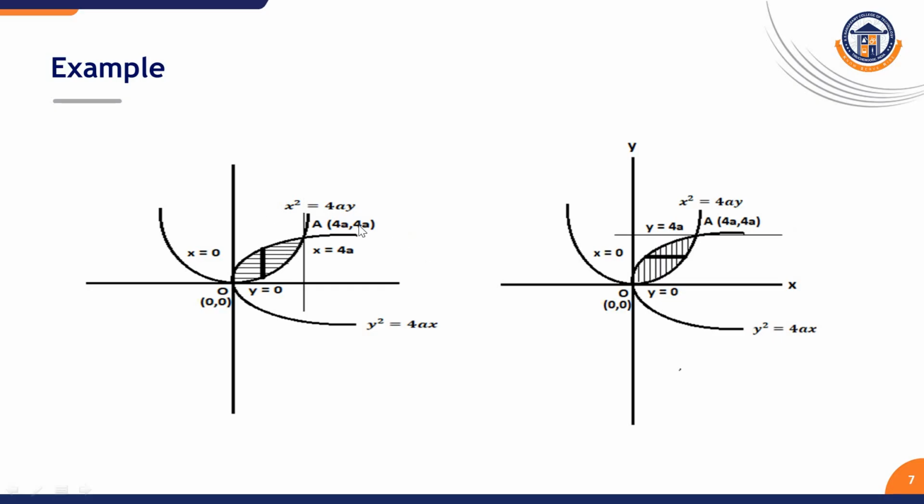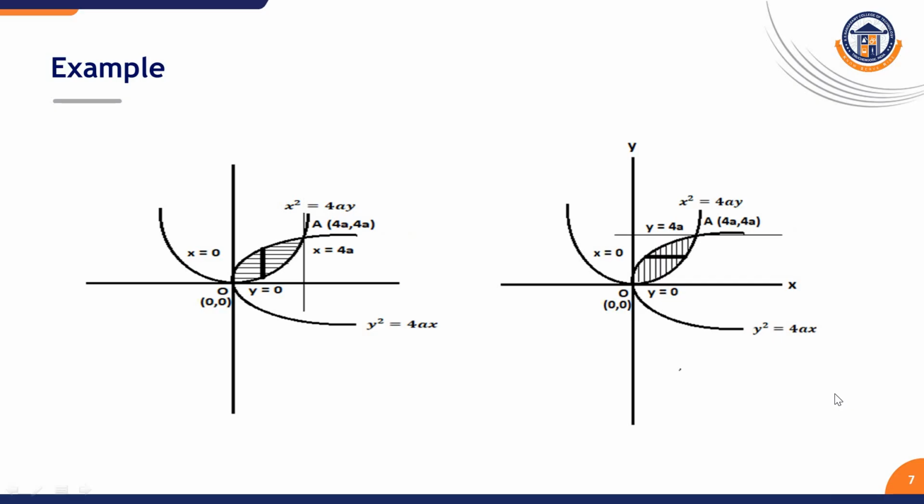In this next diagram, the vertical path x equal to 0 to x equal to 4a is converted to y equal to 0 as the lower limit and then y equal to 4a. This point of intersection is (4a, 4a), so y equal to 4a. The vertical path is converted to a horizontal path, and then the vertical strip is converted to a horizontal strip. The strip starts from y squared equal to 4ax and ends at x squared equal to 4ay.